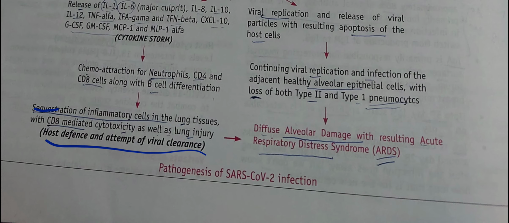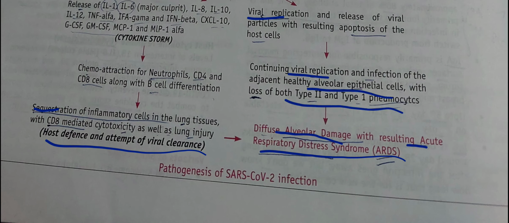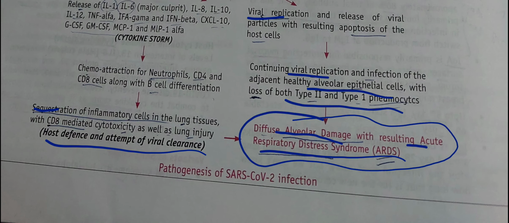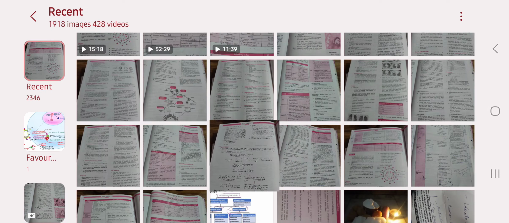And ultimately it will diffuse the alveolar damage, resulting in acute respiratory distress syndrome. And the viral replication that happened there can continue with viral replication and infection of the healthy alveolar cells and loss of type 1 and type 2 pneumocytes. So ultimately it will lead to alveolar damage and acute respiratory distress syndrome. So this is the basic cycle behind this that you need to know.